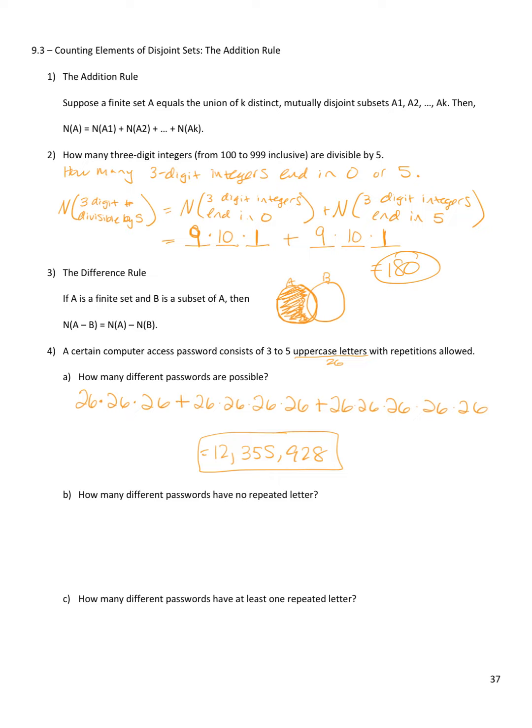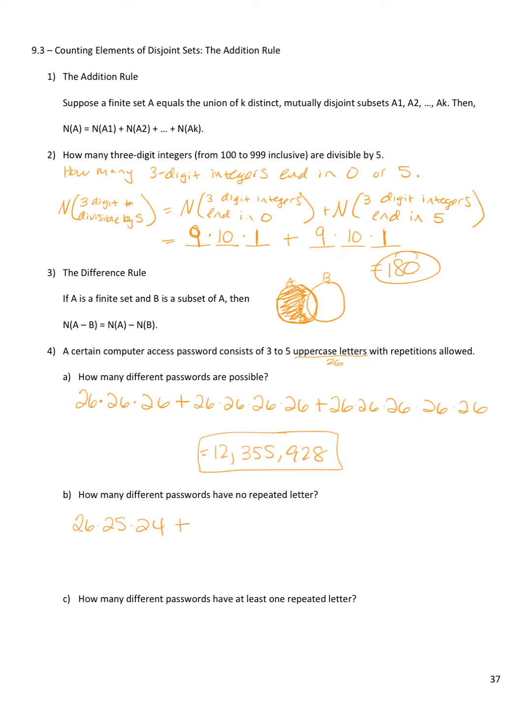And that's allowing repetition, right? We are allowed to repeat a character. Now, how many different passwords have no repeated letter? So if I'm not going to repeat a letter, and I'm using a 3-letter password, then I would have 26 times 25 times 24, right? Because I have 26 for the first choice, but then when I choose the second letter, I can't use the one I already used, so I only have 25 left. And when I choose the third letter, I can't use either of the two I've already used, so I only have 24.